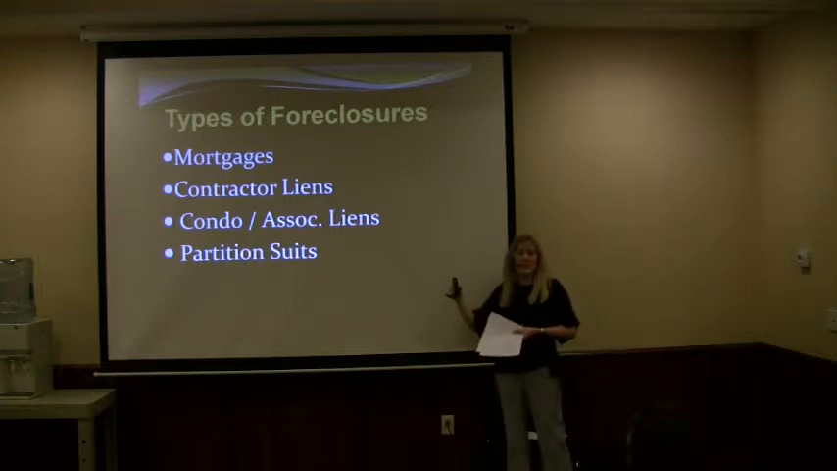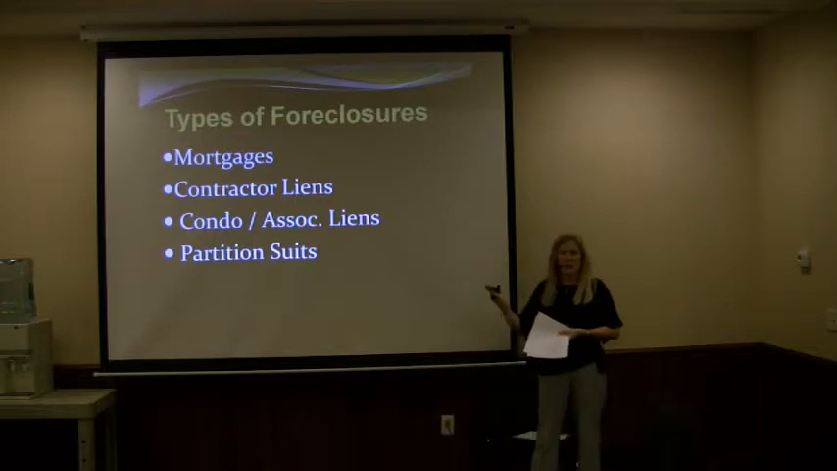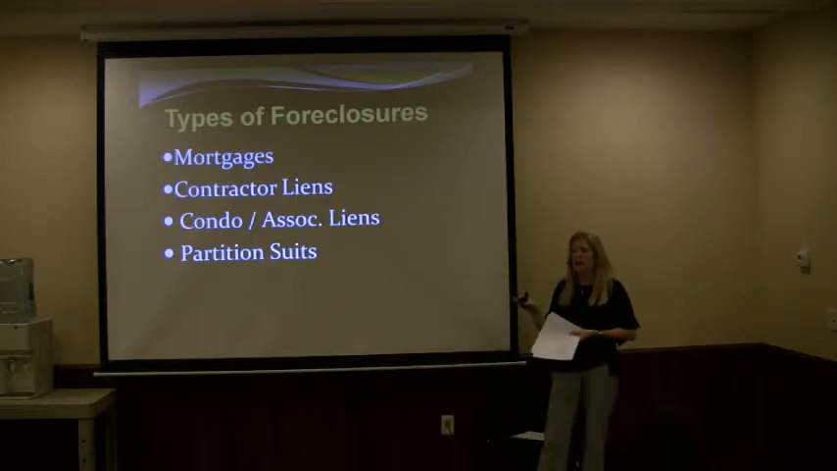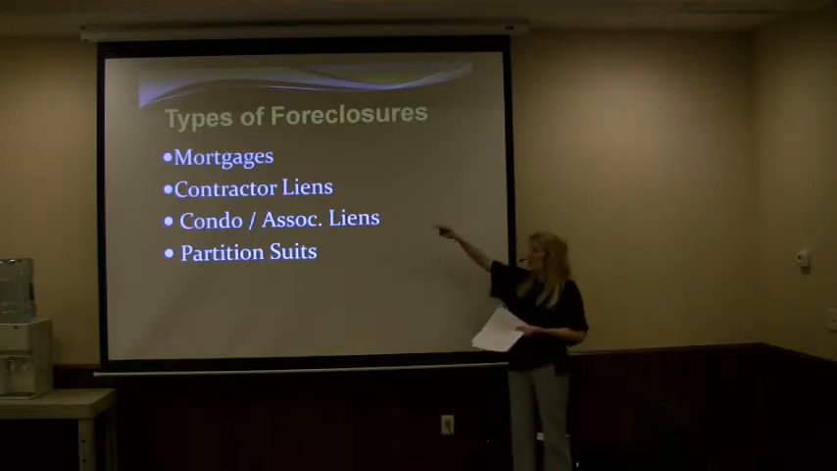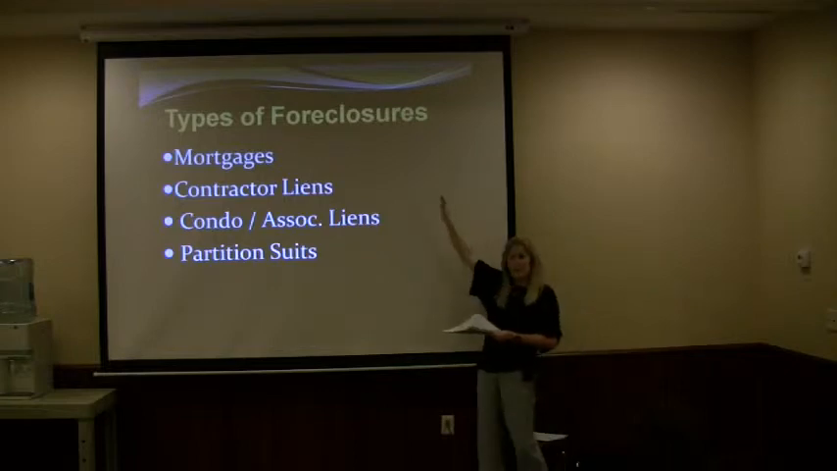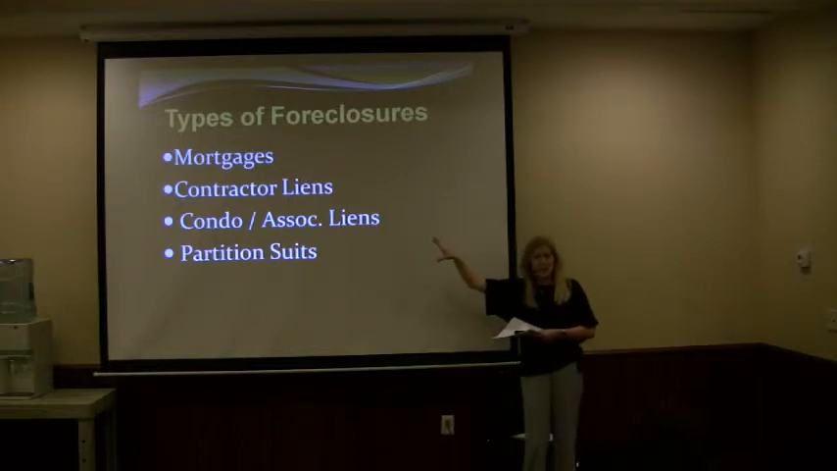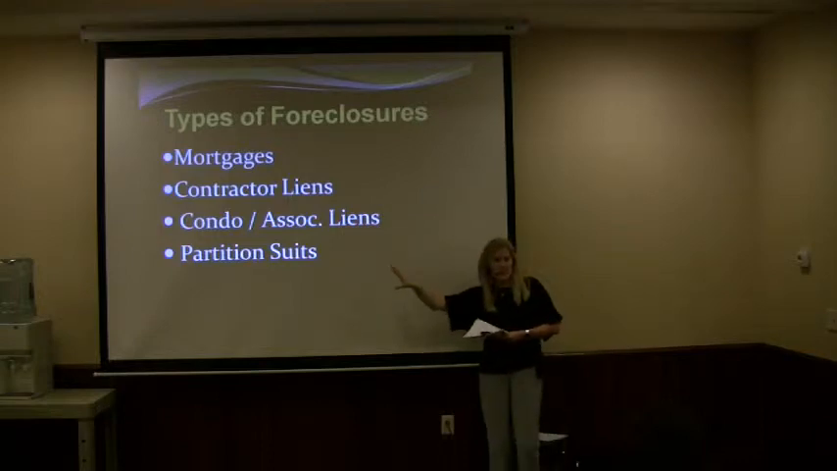So that's a little bit scary, because you can't tell. When you go on that auction site, which we're going to talk about, the auction site and bidding, in a few minutes, you don't know. It doesn't say this is a mortgage that's foreclosing, this is an association that's foreclosing, this is a partition suit that's foreclosing. There is no differentiation when you're on that site.